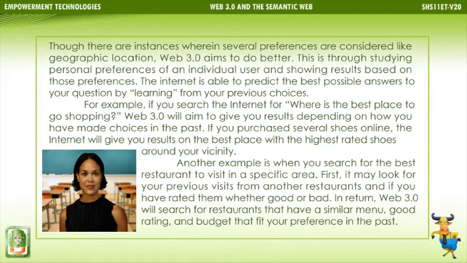First, it may look for your previous visits from another restaurant and if you have rated them whether good or bad. In return, Web 3.0 will search for restaurants that have a similar menu, good rating, and budget that fit your preference in the past.